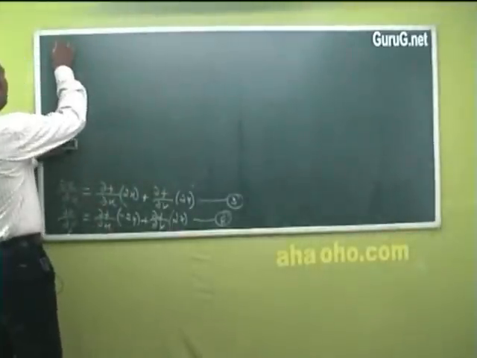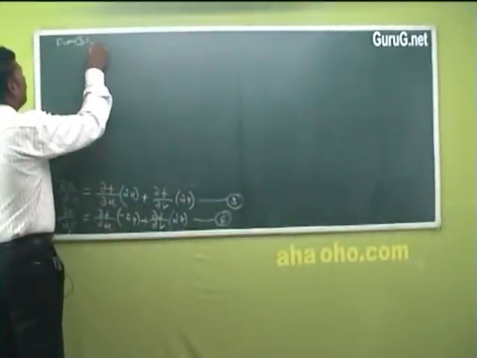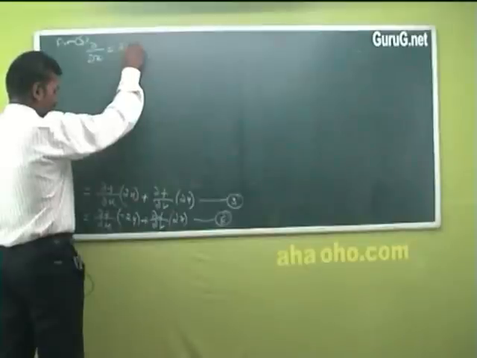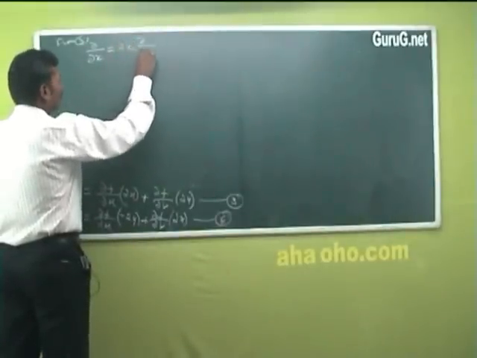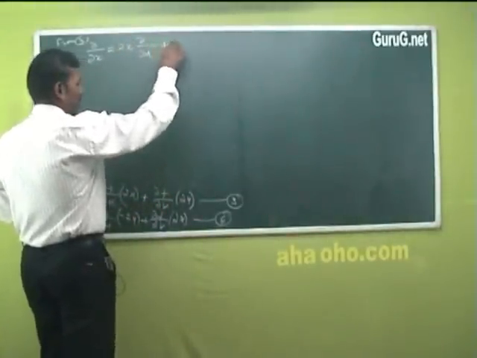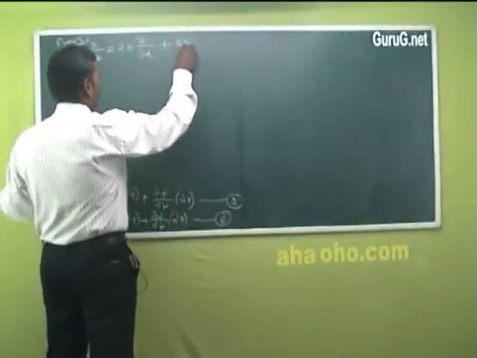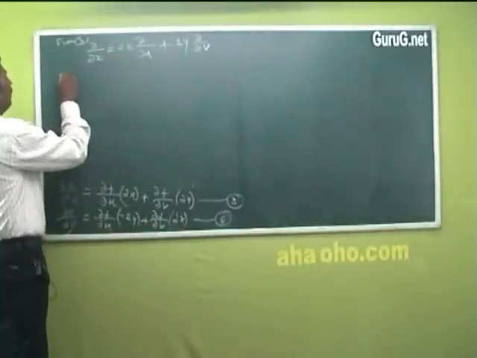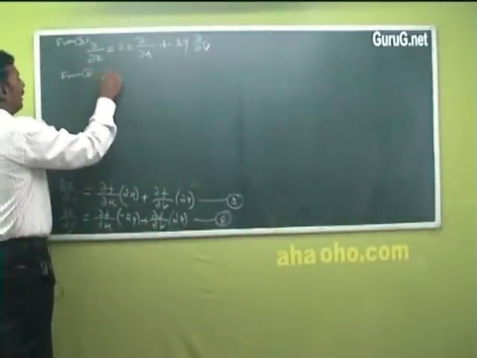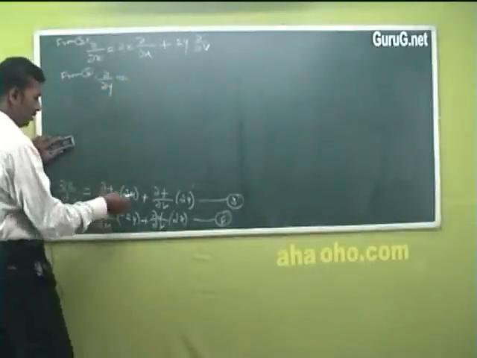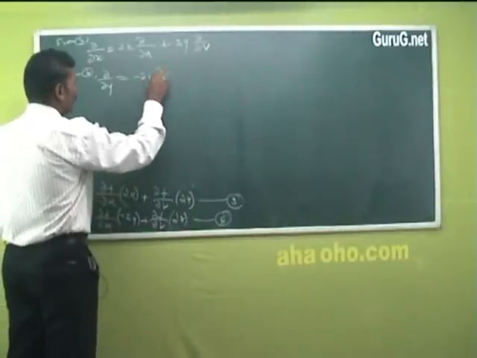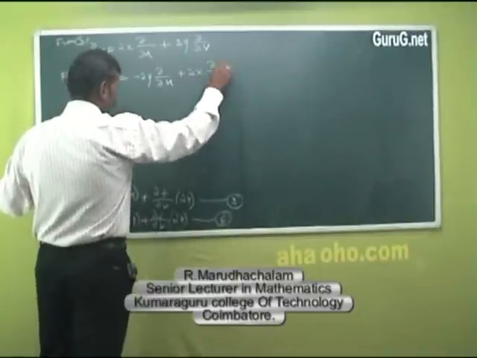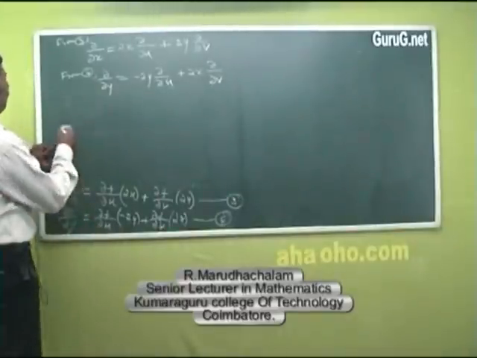So from 3, I can write ∂/∂x equals 2x into ∂/∂u, then plus 2y into ∂/∂v, right? And then from 4, I can write ∂/∂y equals minus 2y into ∂/∂u, then plus 2x into ∂/∂v. Right? Okay.